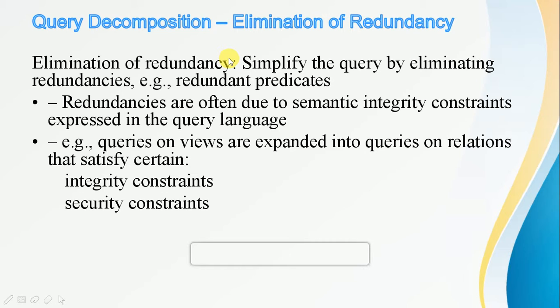Now, let's discuss the final steps of query decomposition. Elimination of redundancy. Elimination of redundancy simplifies the query by eliminating redundancies, example redundant predicates. Redundancies are often due to semantic integrity constraints expressed in the query language. Example, queries on views are expanded into queries on relations that satisfy certain integrity and security constraints.